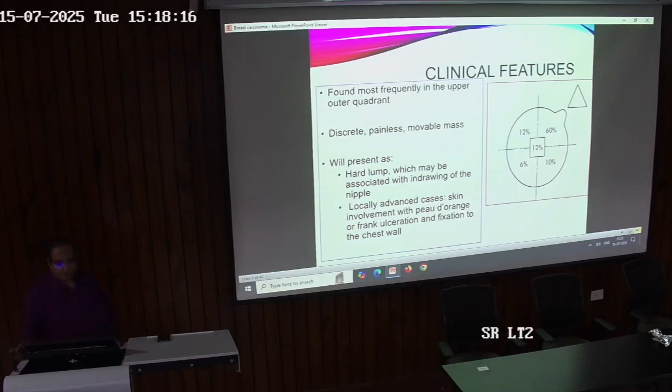It will present as a hard lump which may be associated with indrawing of the nipple. That means it has involved the lobules and ductules. In locally advanced cases, there is skin involvement with peau d'orange or frank ulceration, or fixation to the chest wall.